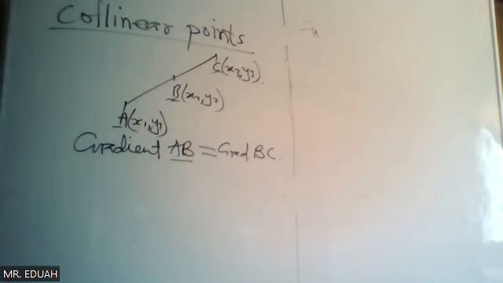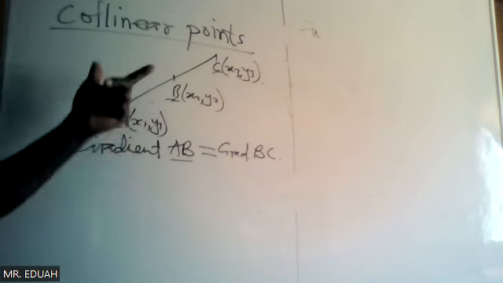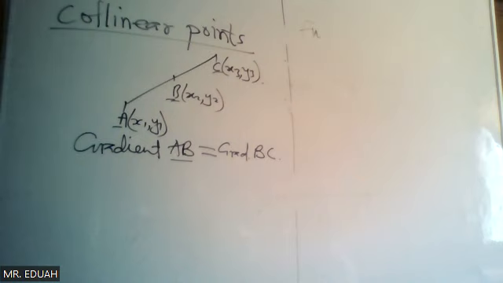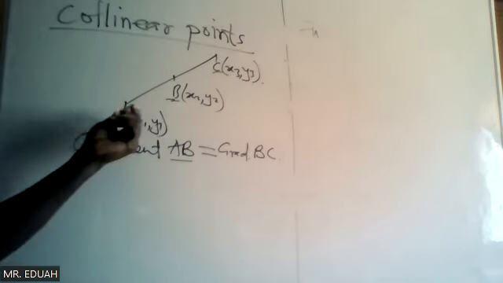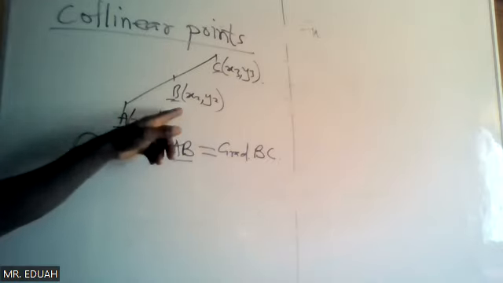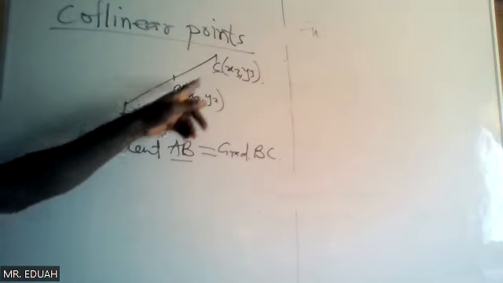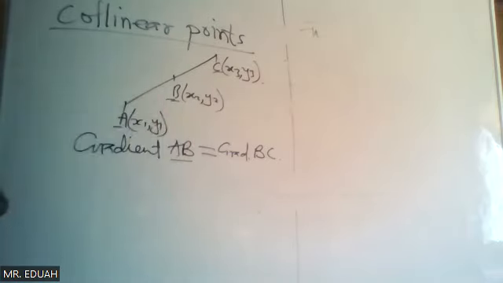Yes, I can. Okay. How can we test for points which are collinear? What shows that 3 points are collinear? They are on the same line. But what can we do to conclude that they are on the same line? They would have the same gradient. Yes, so we first find the gradient between the first 2 points, A and B. After that, we also find the gradient between B and C. If the gradient between A and B is equal to the gradient between B and C, then we conclude that the 3 points are collinear. Right?